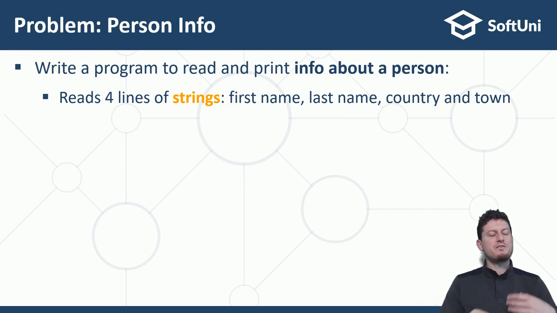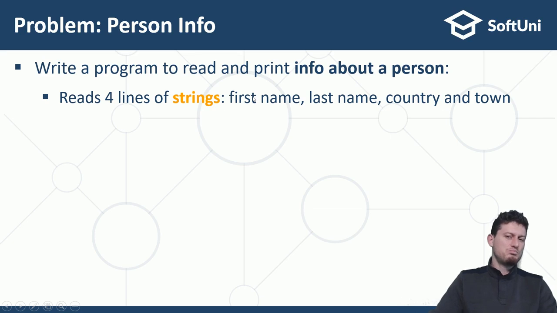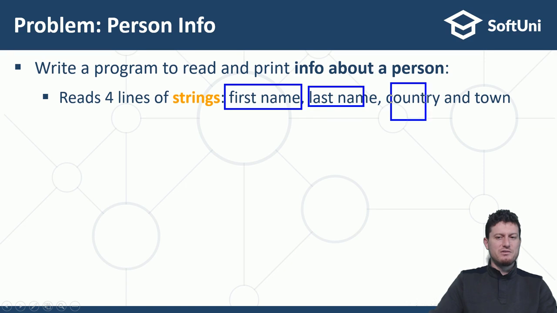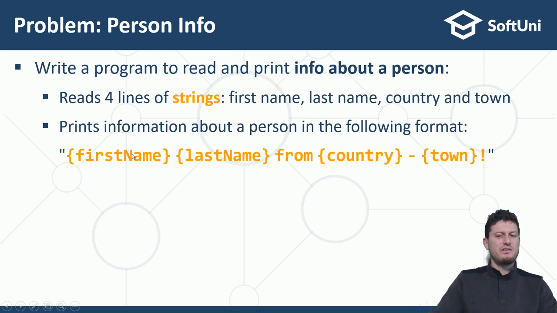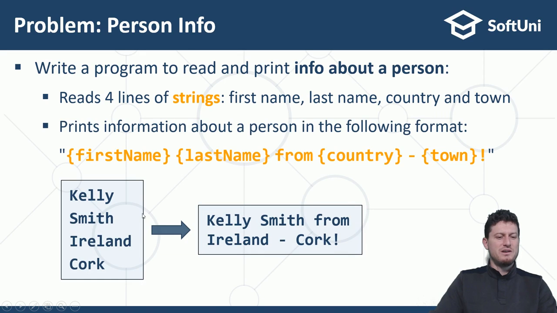Okay, the next problem is called Person Info. It's about writing a program which reads info about a person and prints this info in a structured way. It reads the first name, the last name, the country, and the town, 4 strings, and prints in this format. This is the example: Kelly Smith from Ireland, Cork, or Svetlin Nakov from Sofia, Bulgaria.